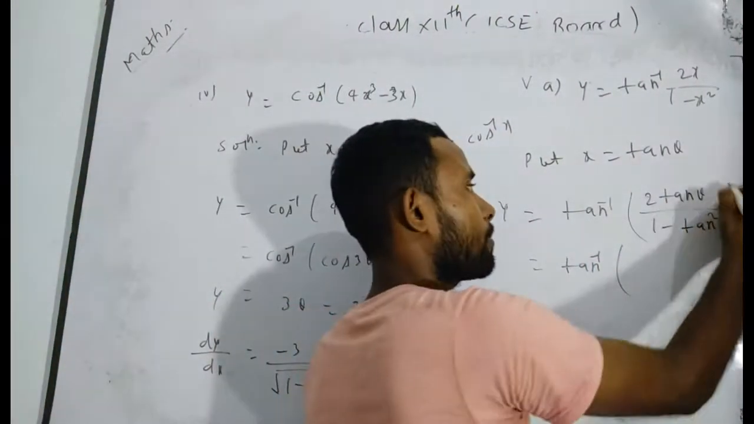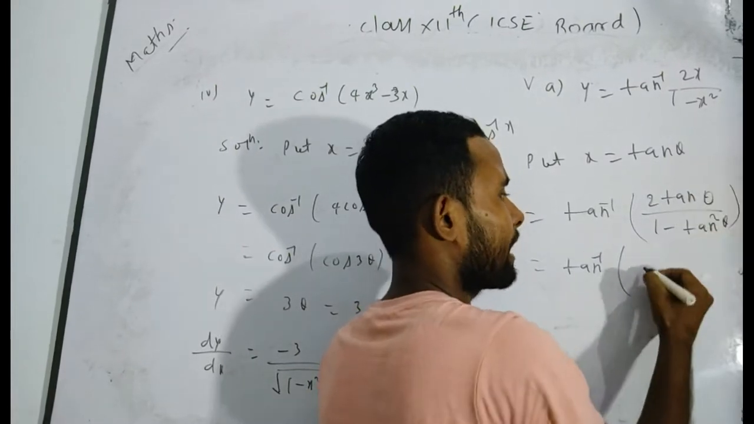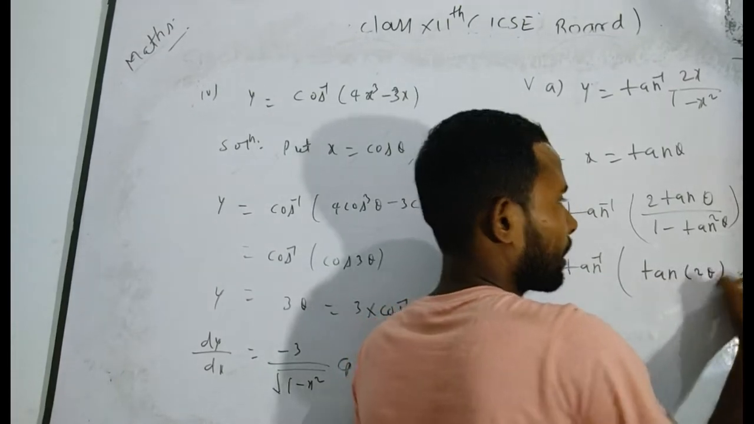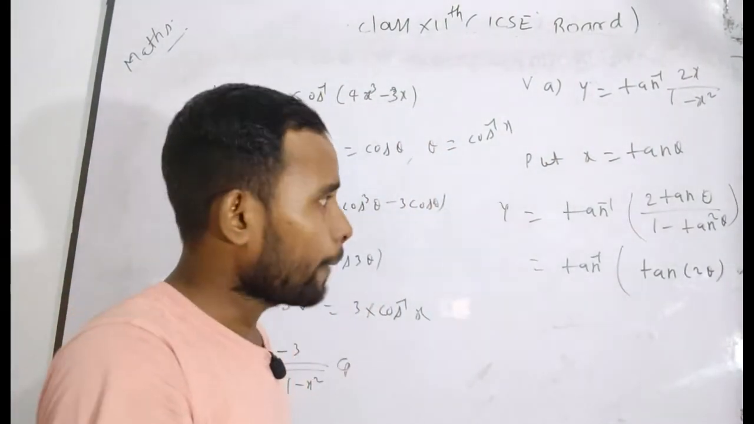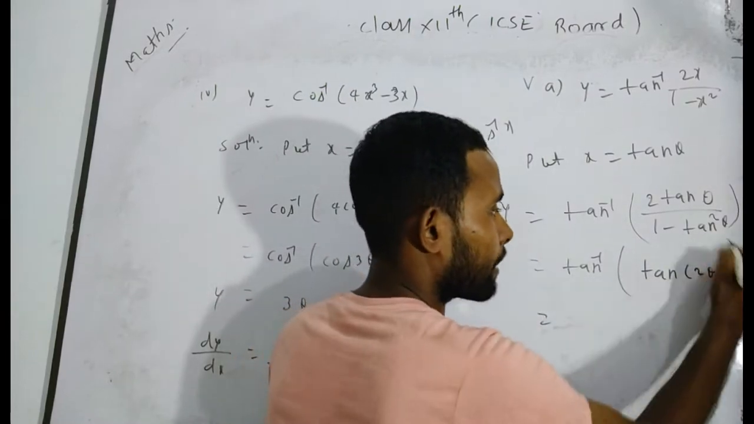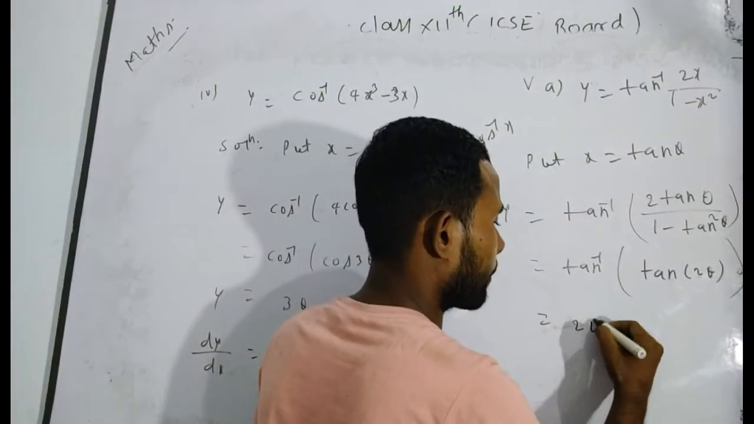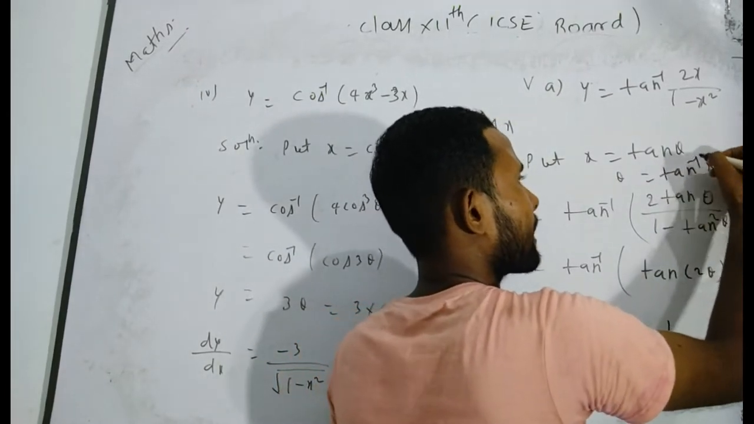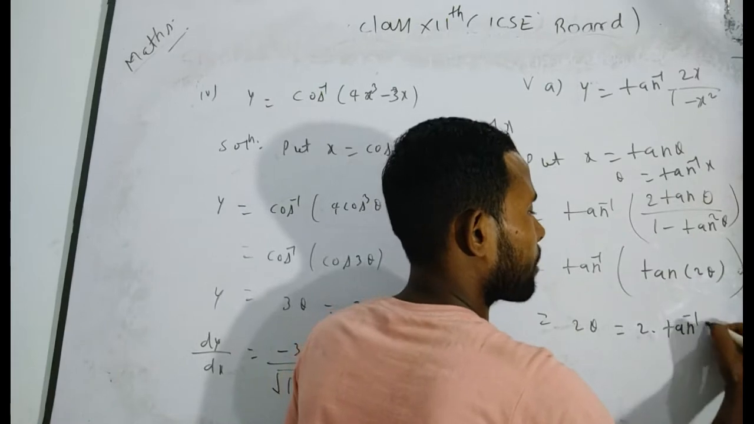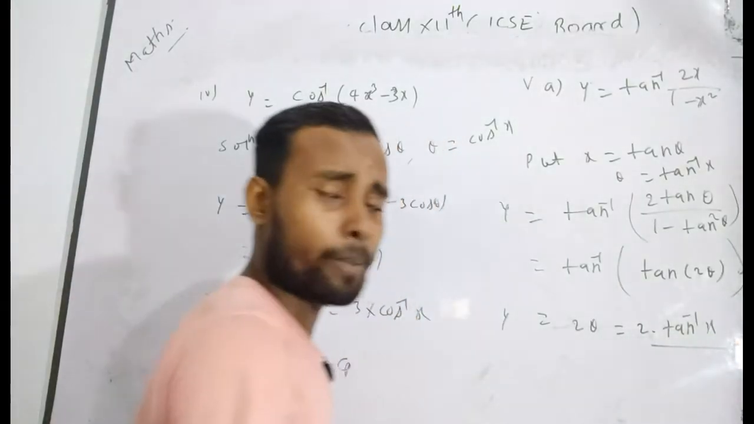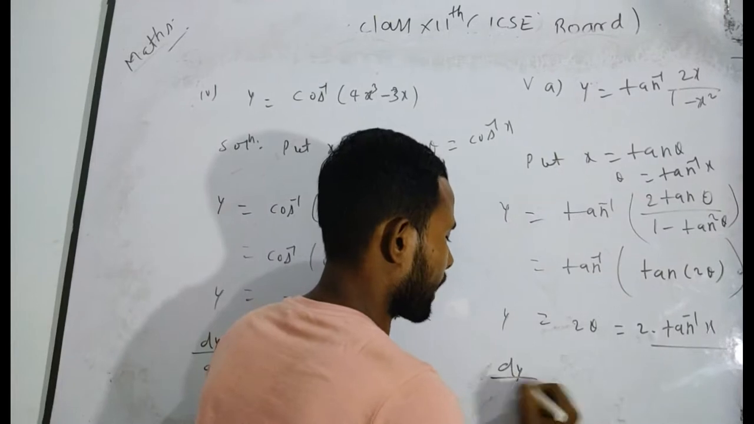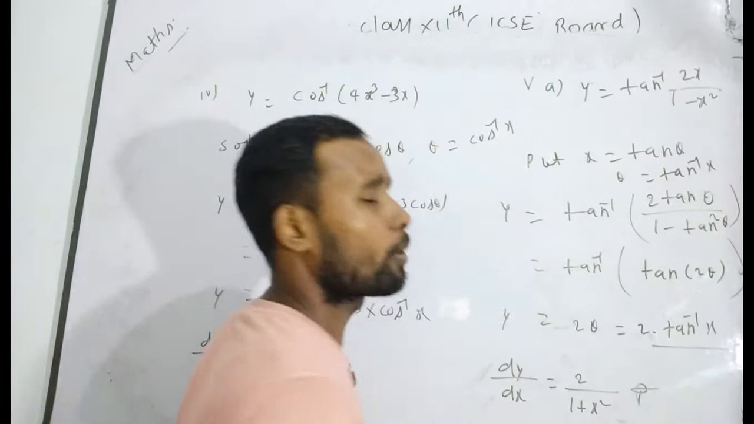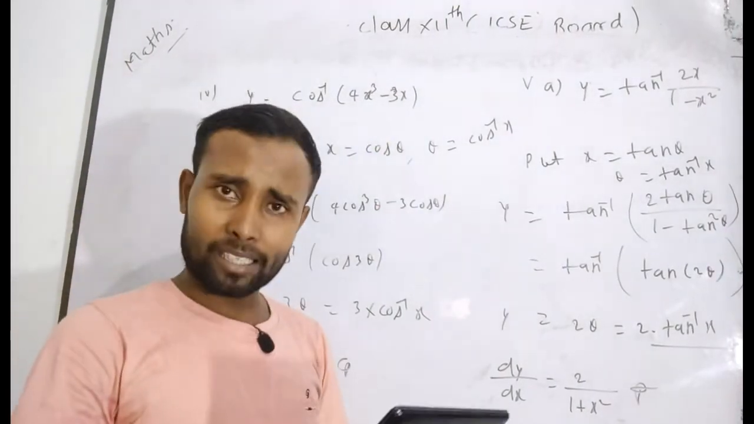For which formula is this? It is completely tan 2 theta. After simplification, tan inverse tan 2 theta will be 2 theta. In place of theta you will get tan inverse x, so it will be 2 times tan inverse x. That means y is equal to 2 times tan inverse x. Differentiating on both sides you will get dy/dx is equal to 2 times the derivative of tan inverse x, which is 1 upon 1 plus x square. I think you understand again.